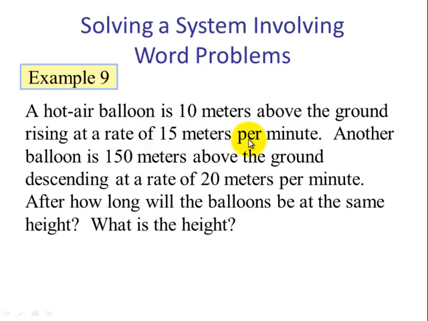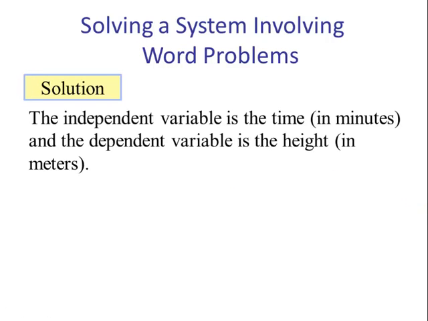Per means to divide, so this is the change in y over the change in x. So for every minute increase, the height is increasing 15 meters. And for the second balloon, descending means it is dropping, so the slope's going to be negative, and that's 20 meters per minute. So every 1 minute increase, the height will drop 20 meters. So the independent variable is time, and that's measured in minutes, and the dependent variable is height, measured in meters.